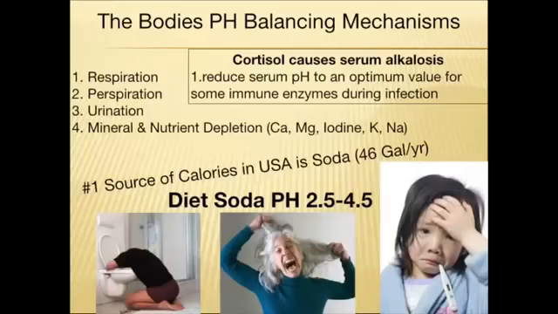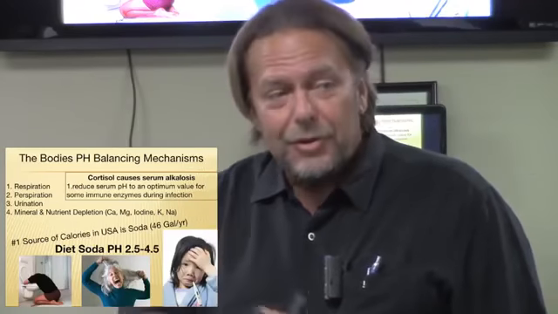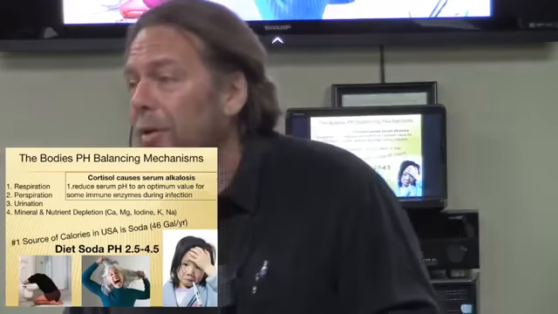Now, diet soda has a pH of between 2.5 to 4. Okay, depends on the type of diet product. 46 gallons a year of soda is drunk by the average American. Now, I don't drink Coca-Cola or soda or Pepsi or Dr Pepper. I'm not a pepper. Okay, I used to be a pepper when I was like 6. Okay, but so somebody's making up for me.